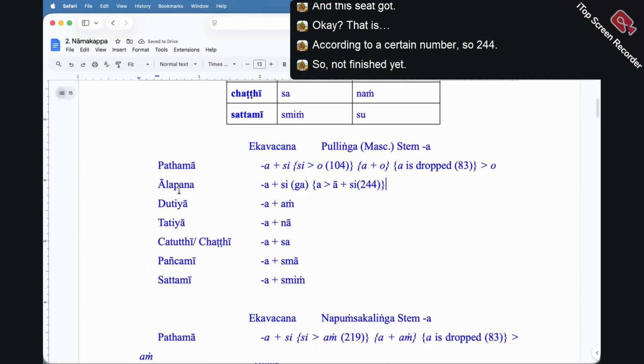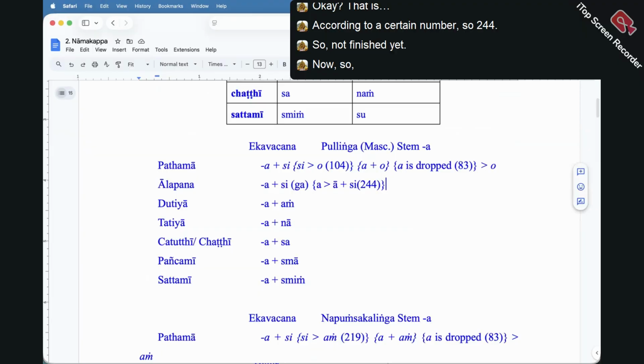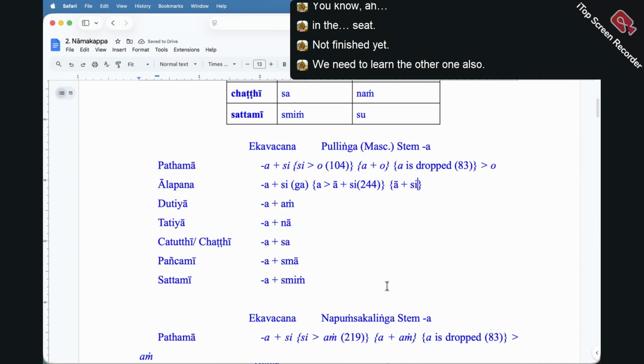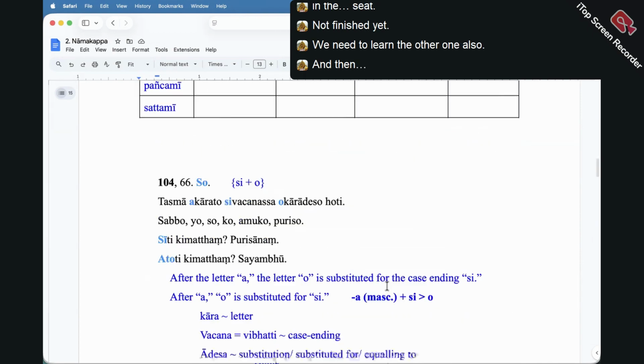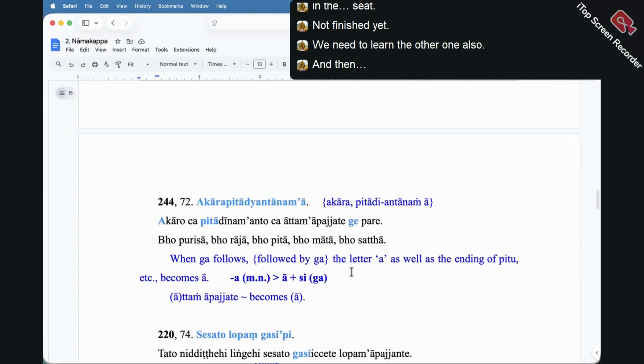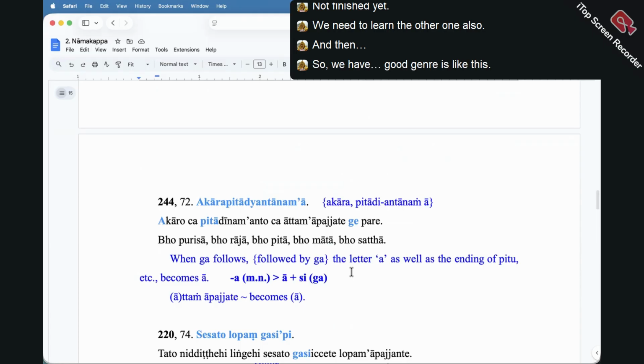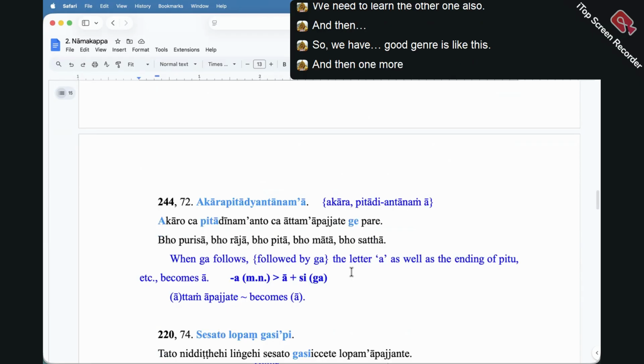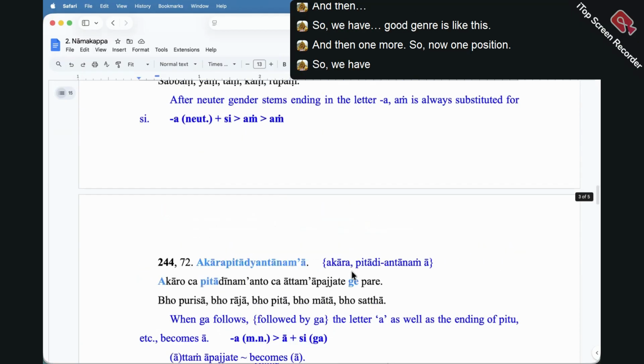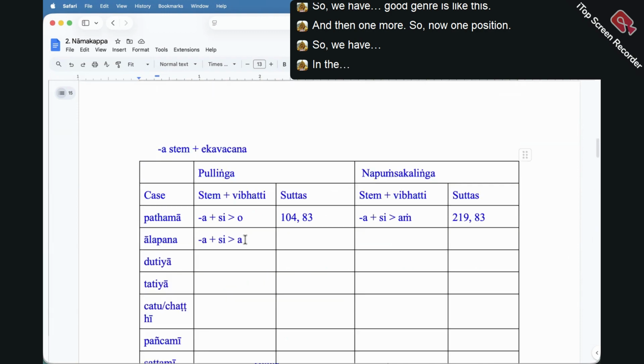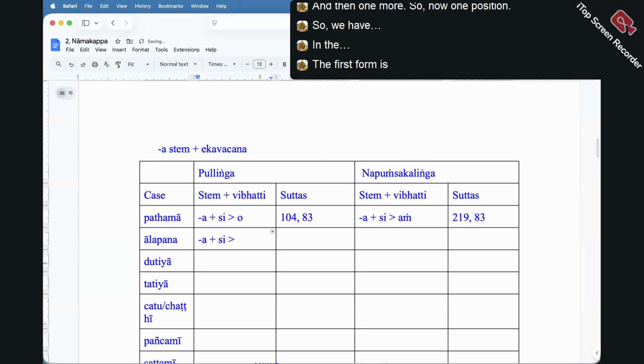So not finished yet. Now the position is like this, R and the C, not finished yet. We need to learn the other one also. And then the way of Kijana is like this. And then one more, so now one position. So we have in the Alabana, the first form is, now we get the R.